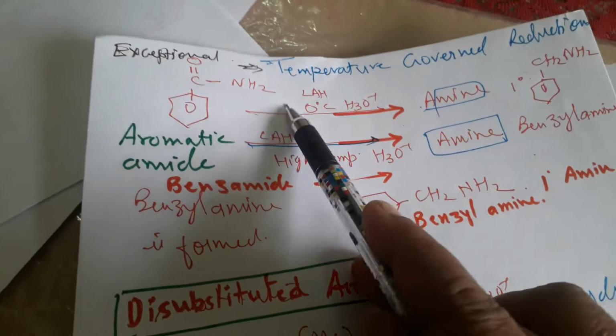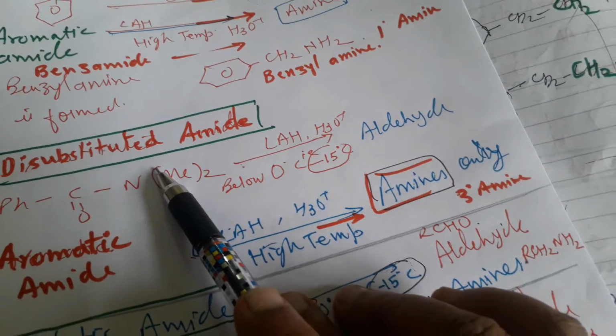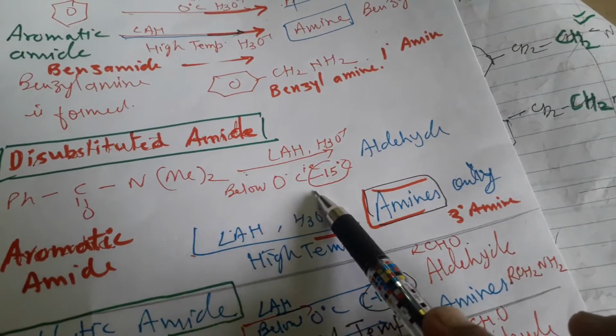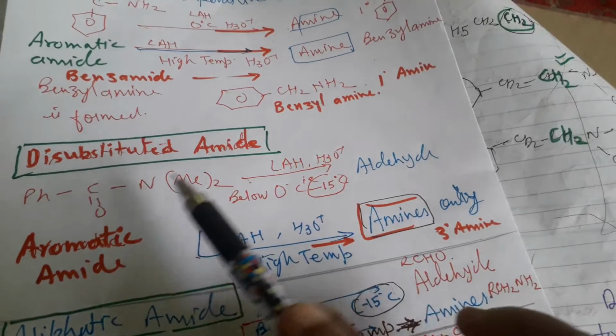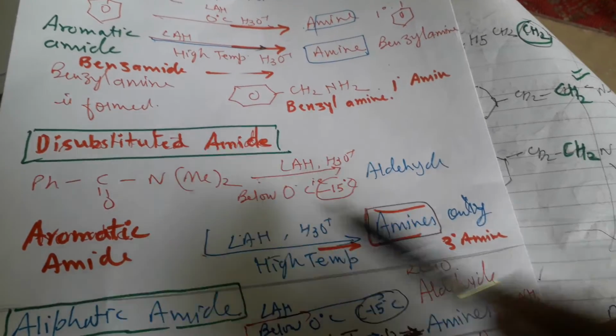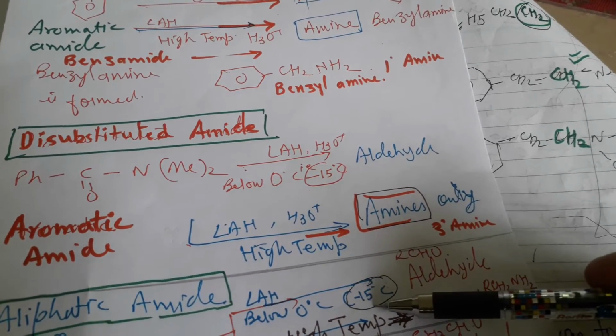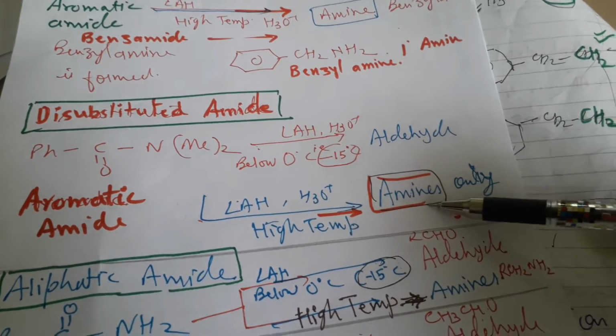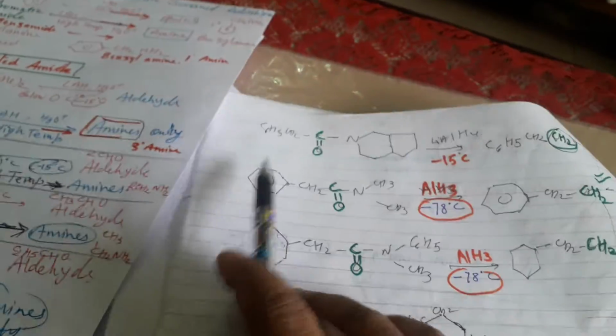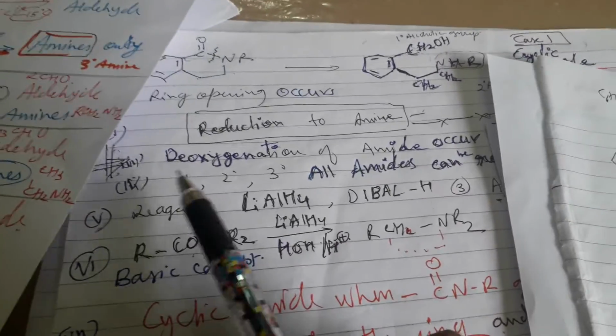Earlier I told you that whether it is 0 degree C or high temperature, we'll definitely get amine. But stop here. When it is a disubstituted amide, then at 0 degree C to minus 50 degree C, you'll get aldehyde. Clear? So that disubstituted amide behaves just like aliphatic amide: it will give you aldehyde at 0 degree C, but at high temperature you will get amines. Right? Now we will discuss the second case, for which I was giving you tips.